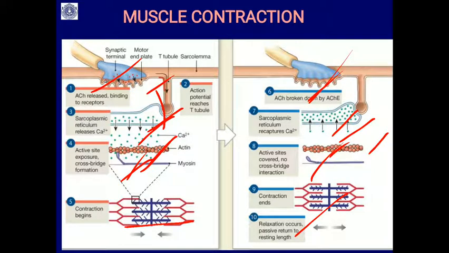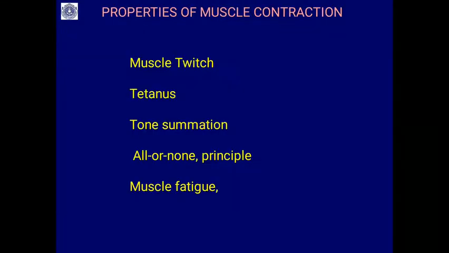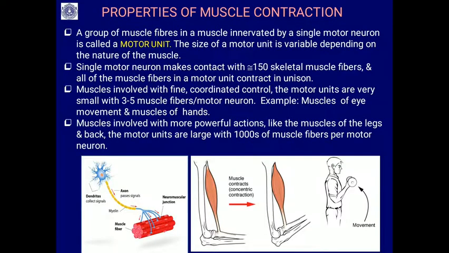So, this is what you can see, the contraction and relaxation in a cycle. Today you are going to study the properties of muscle contraction: muscle twitch, tetanus, tone, summation, all or none principle, and muscle fatigue. A group of muscle fibers in a muscle innervated by a single motor neuron is called the motor unit. Here this is a motor neuron, it has a number of branches innervating each muscle fiber.